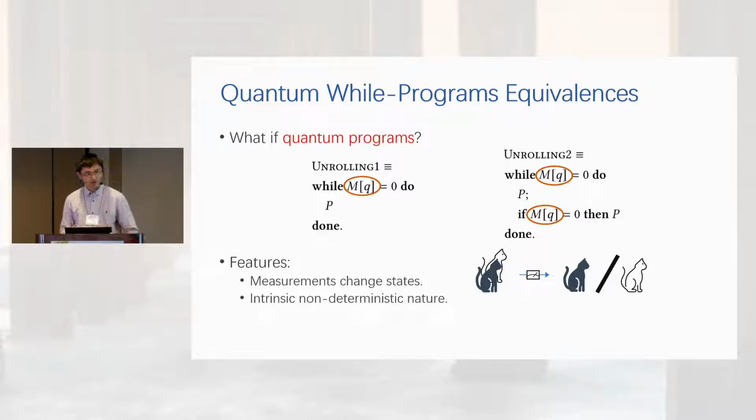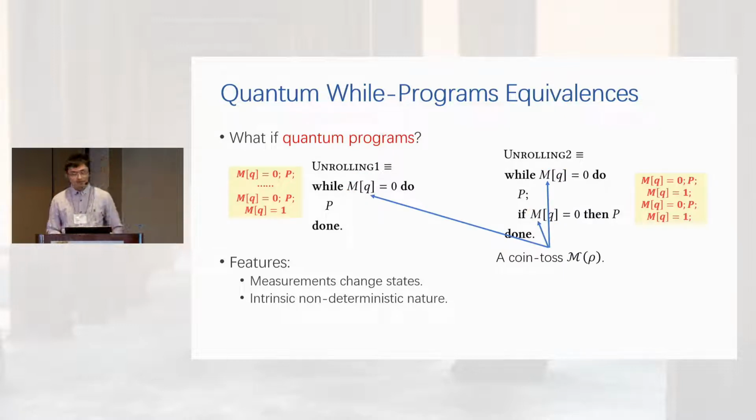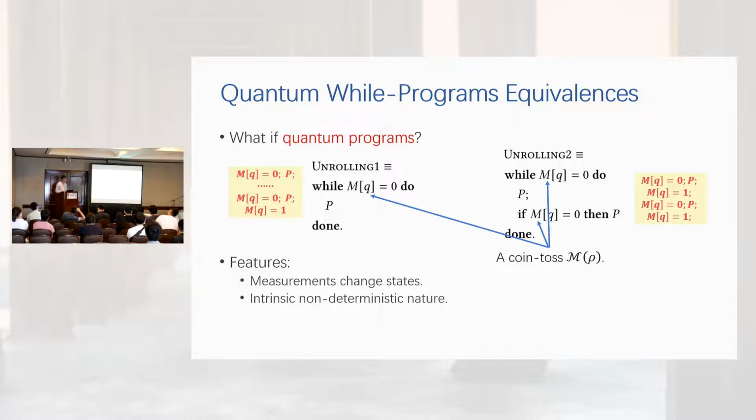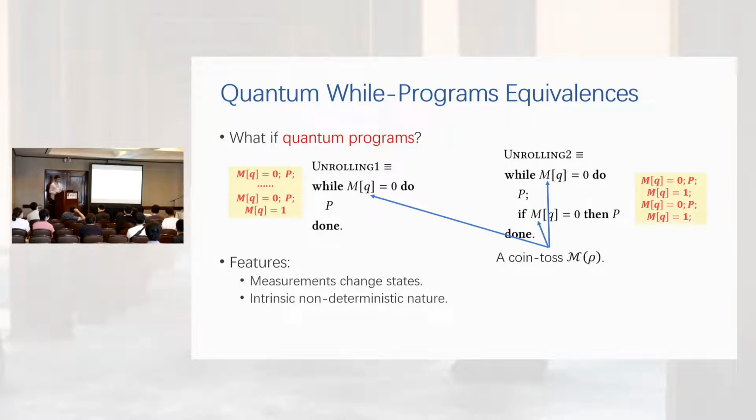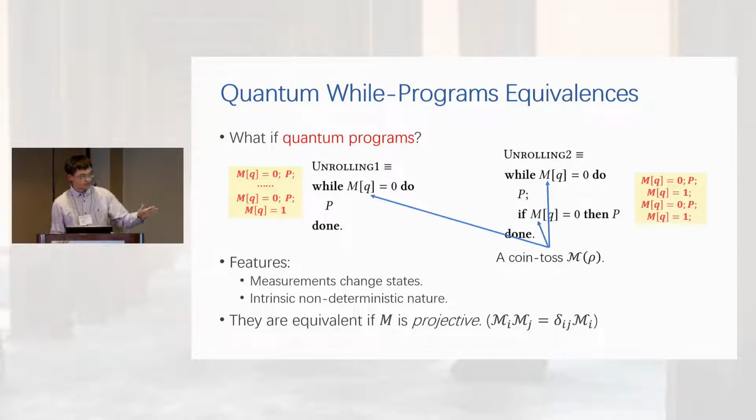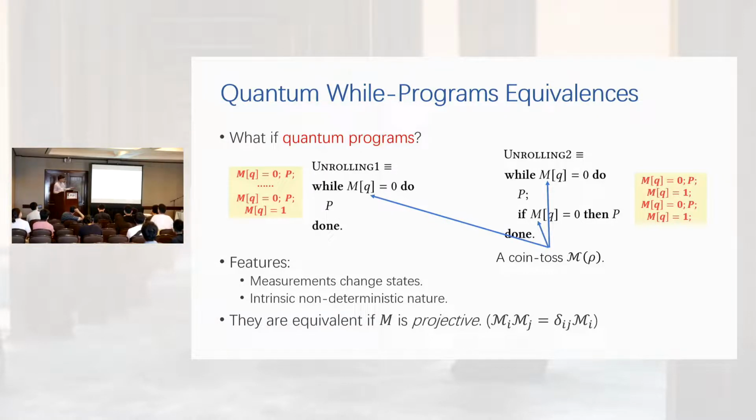It is very hard, even for people familiar with quantum programs, to determine whether these two programs are equivalent. And actually, they are not equivalent. For example, if we use a coin toss measurement here for the loop guard and the if statement here, you can see that they are actually not equivalent. For the unrolling 1 program, the while loop will quit instantly after the first success of the measurement. And for unrolling 2, you can have the subprogram P executed after the first success of the measurement. However, if the measurement M here is a projective measurement, then these two programs are equivalent.